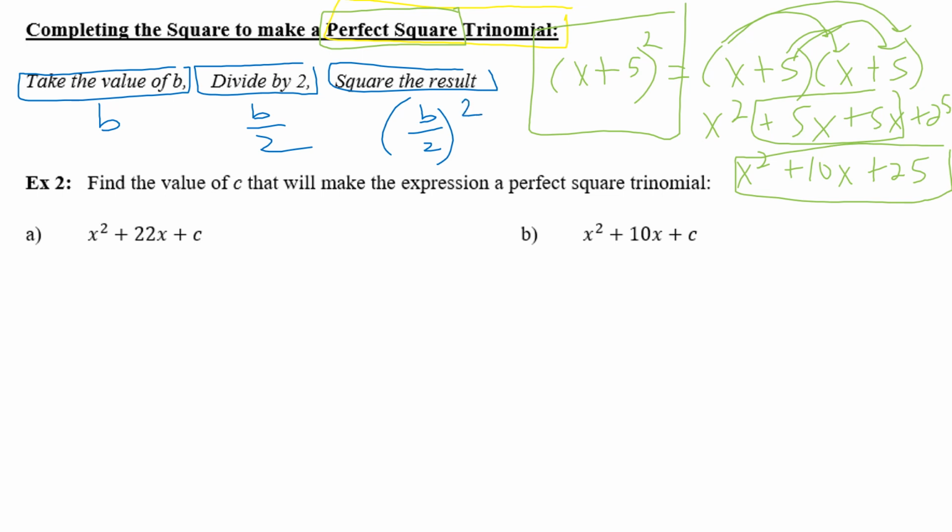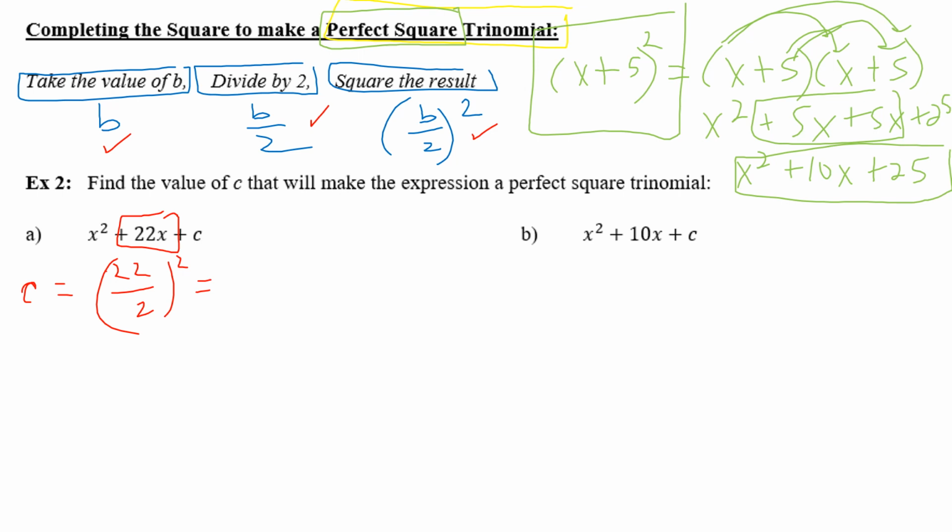Looking at part a, we have x squared plus 22x. So we want to know what value of c would make that a perfect square trinomial, and it's not just any value. So b happens to be 22, just a coefficient. So we're going to try to find c by completing the square. We're going to take b, which is 22. We're told to divide it by 2, and then to take that and raise it to the second power.